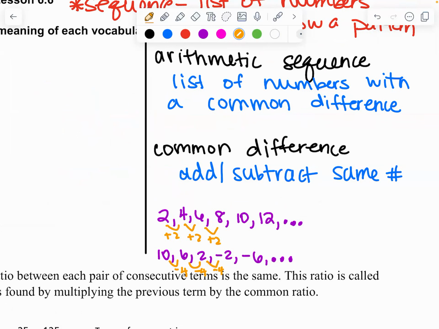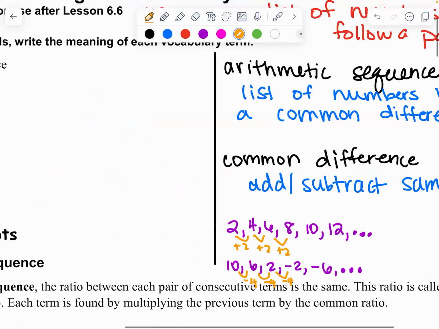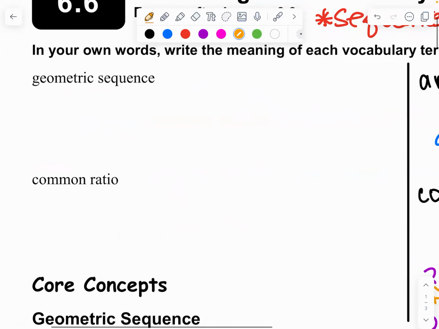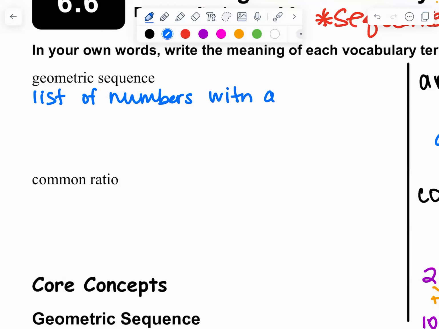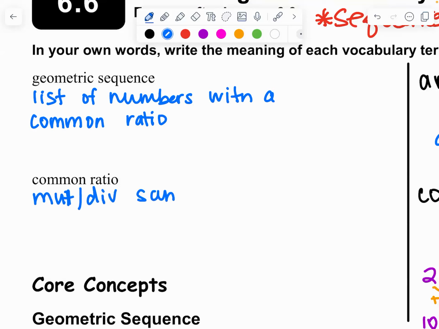What do you think geometric sequences are? Okay. So a geometric sequence is a list of numbers with a common ratio. And what that common ratio means is that we are multiplying or dividing the same number over and over and over.